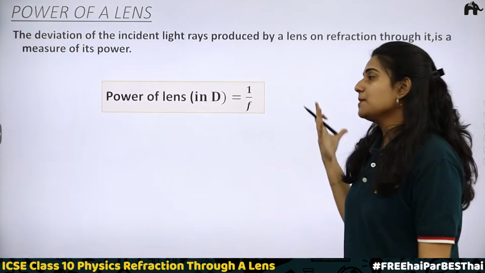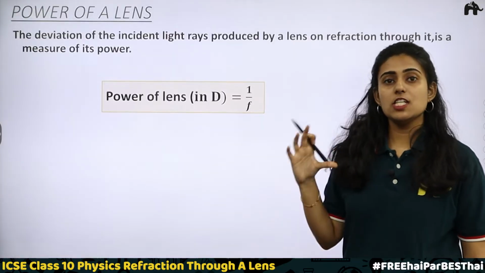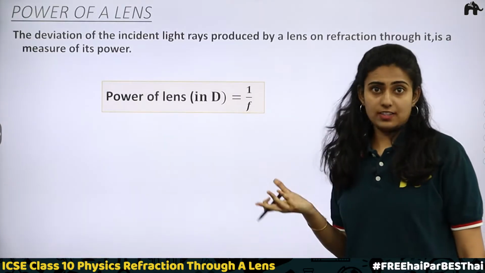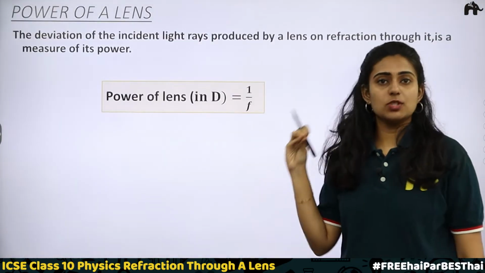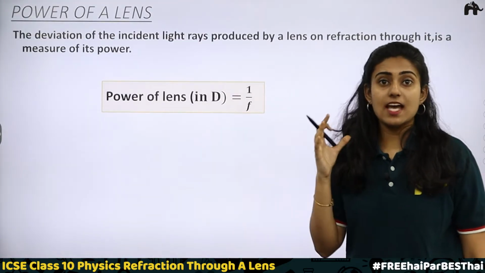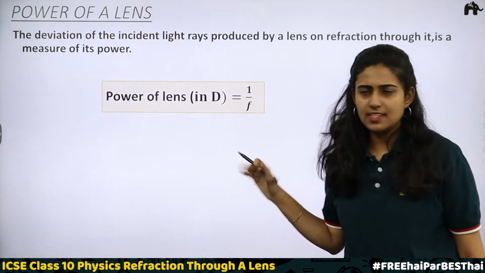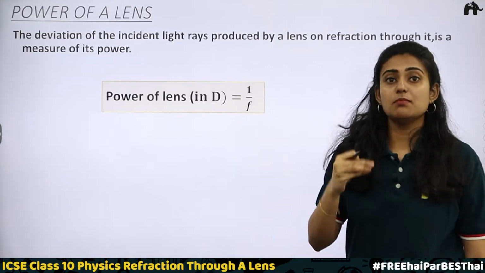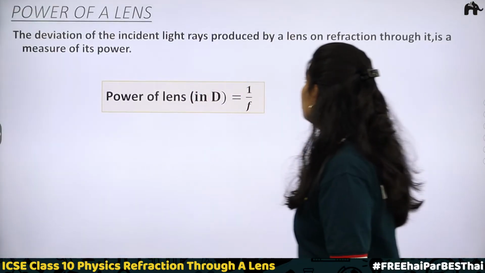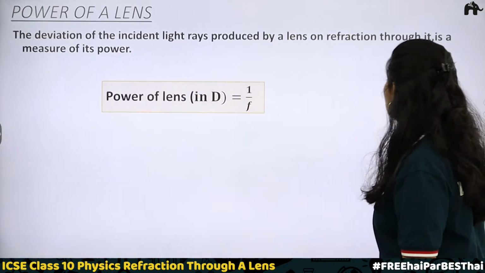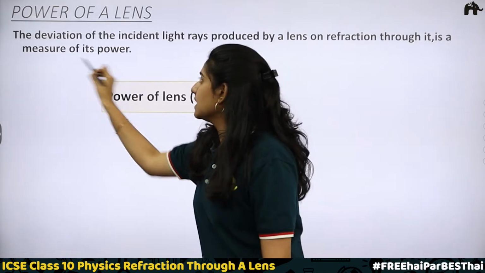The last topic is power of a lens. We know that when light rays fall on a convex or concave lens, it deviates from its path. In case of a convex lens, it converges to a point, and in case of a concave lens, it diverges from a point. We have studied all these in detail. This deviation depends on the power of the lens. Deviation of the incident light rays produced by a lens on refraction through it is a measure of its power.